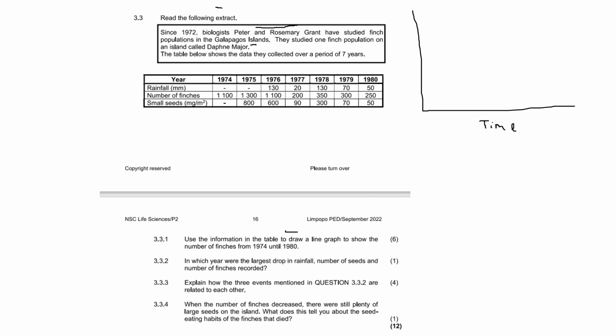And then on your y, what we're investigating, the line graph should show the number of finches. So y will be the number of finches now, because of good rainfall. Y could have been rainfall, could have been small seeds, but they want us to only focus on the number of seeds. So our y will be the number of seeds. Your handwriting is so terrible. Then from there onwards, you only focus on this section for the number of seeds.